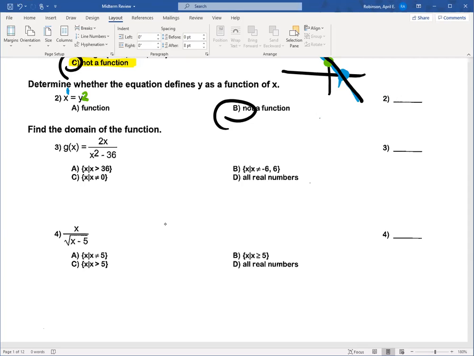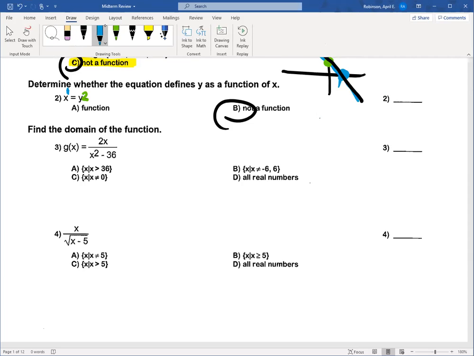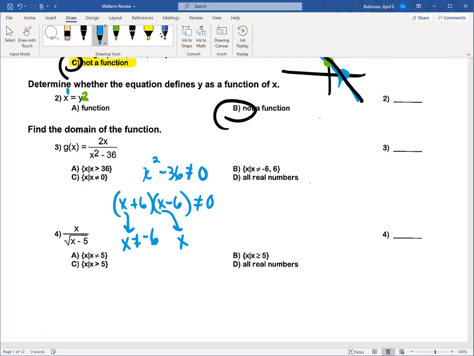In fraction land, there's basically one rule about denominators: they can't be 0. So my x squared minus 36 is not allowed to be 0. And if I factor that, I get x plus 6 and x minus 6, which means this x right here is not allowed to be a negative 6 because it would cause that to be 0. And this x is not allowed to be a positive 6 because it would cause that to be 0. So my answer is B. And they put this in that set builder notation. It's the set of all x such that x cannot be a negative 6 or a positive 6.